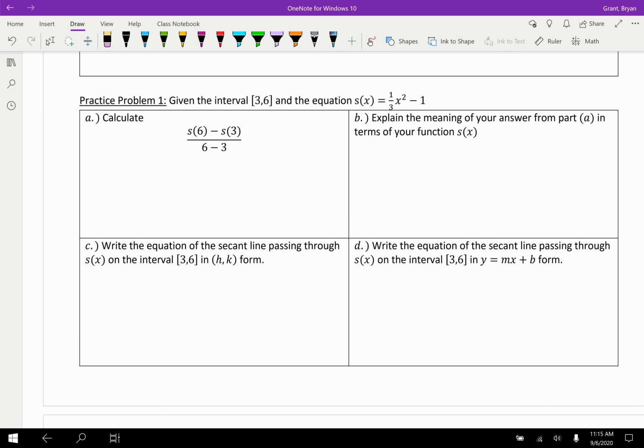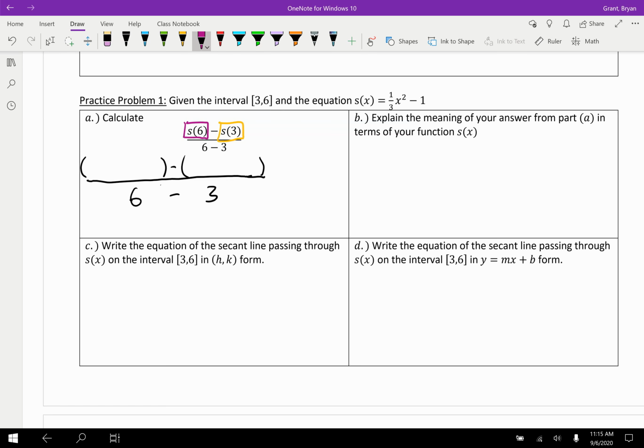And part A asks us to calculate this cool looking formula here, s of 6 minus s of 3 divided by 6 minus 3. Well, that's just evaluating things, so I think maybe we'll use some colors here, s of 6 and s of 3. Let's see what this looks like. So we'll need a fraction line, and I'm going to do s of 6 all at the same time, and s of 3 immediately following, and then we're going to be dividing by 6 minus 3.